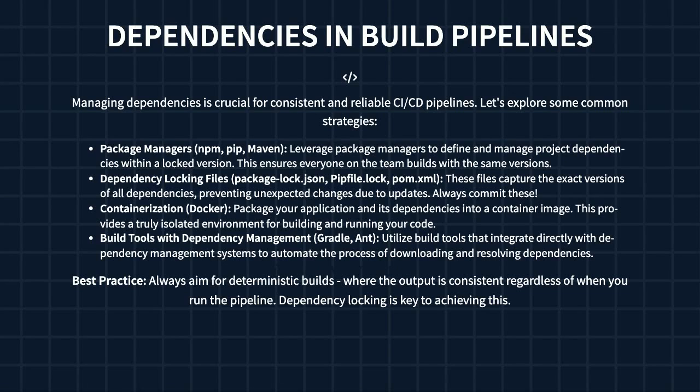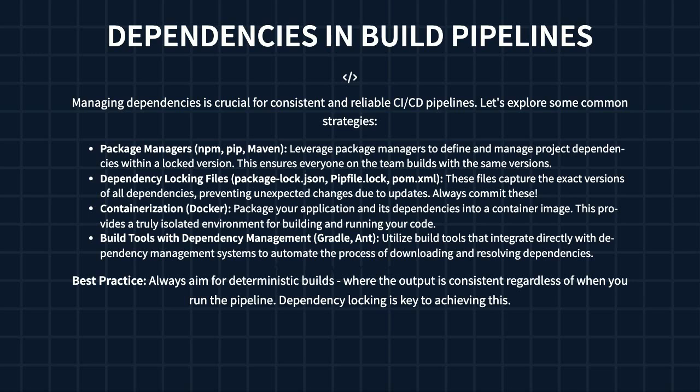Okay, let's talk about handling dependencies within your CI/CD pipelines. It's a really important topic because inconsistent dependency versions can lead to flaky builds and unexpected errors in production. The good news is there are several solid approaches you can take. First off, package managers like npm, pip, or Maven are essential for defining and controlling what libraries and tools your project needs. But it doesn't stop there.